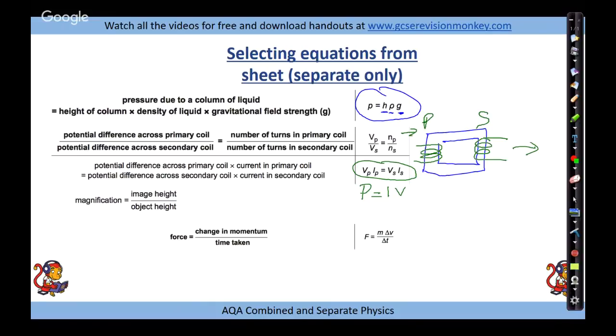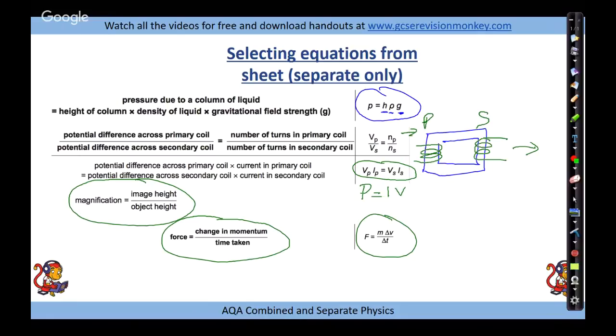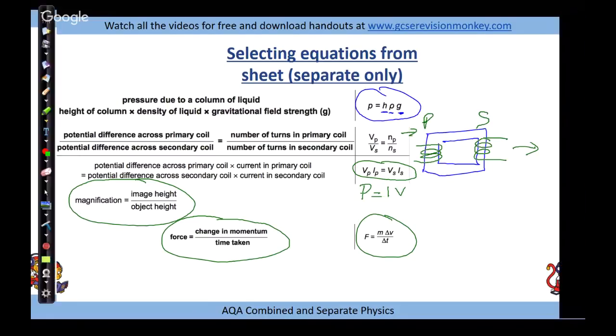Okay, now with lenses, magnification equals image height over object height. Lovely that they give you that. And then this last one, force equals change in momentum over time taken. Now, I spent a bit of time on the separate only video going through this, so feel free just to fast forward in that other video to this bit here.